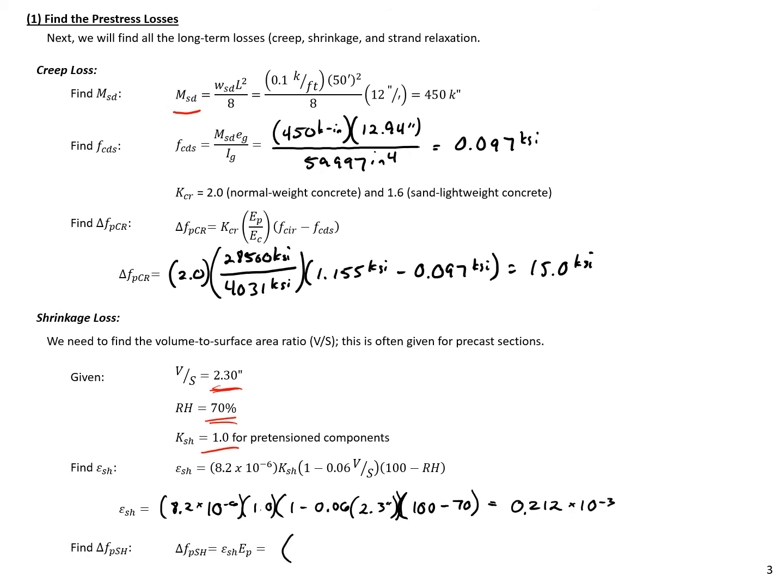We can take this shrinkage strain, 0.212 times 10 to the negative third, times the modulus for our pre-stressing strands, 28,500 KSI, to give us our total shrinkage loss of 6.0 KSI. So there's our shrinkage loss and our creep loss.